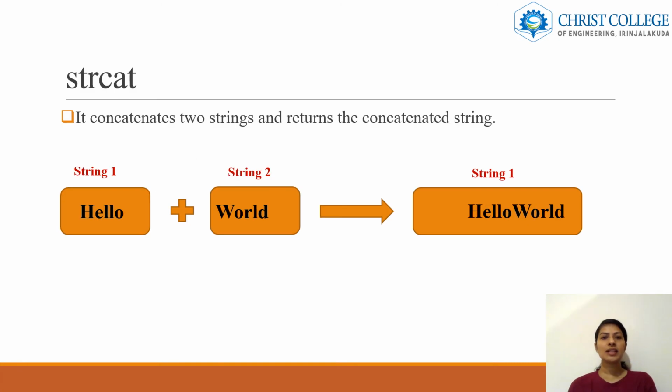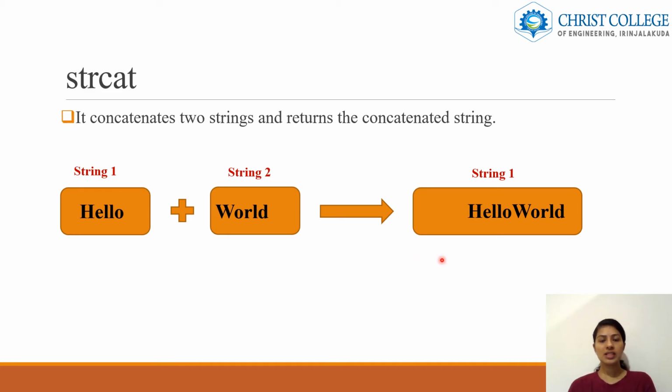Now let us see another inbuilt function, strcat. The strcat function is used for concatenating two strings. It concatenates two strings and returns the concatenated string. So this is an example. We have string 1 hello, string 2 world. So what is the meaning of concatenation? Concatenation means combining two strings.